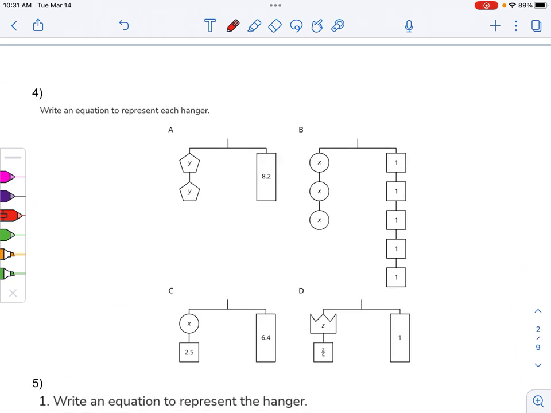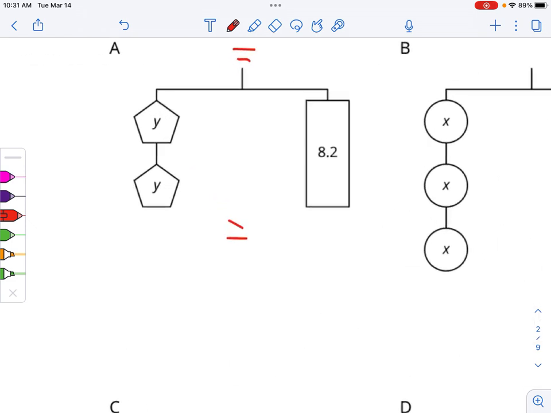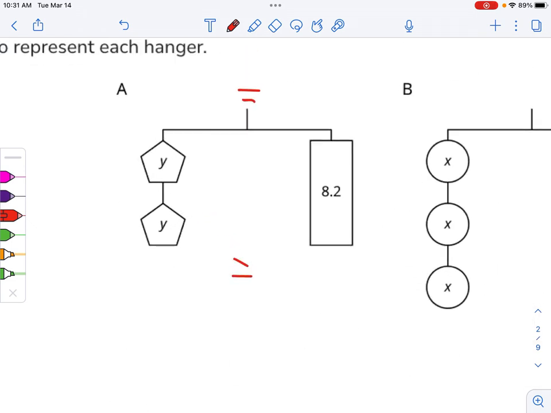Let's move along here. Whoa, what are these things? Yeah, we got some hangers, some mobiles. They're hanging right here, and this little line represents an equal sign, so that's going to be equal. So let's make one side equal to the other. So this first one, we have a y and a y, so 2 y's. So once I know what y is, I'm going to double it. So 2y is equal to 8.2.